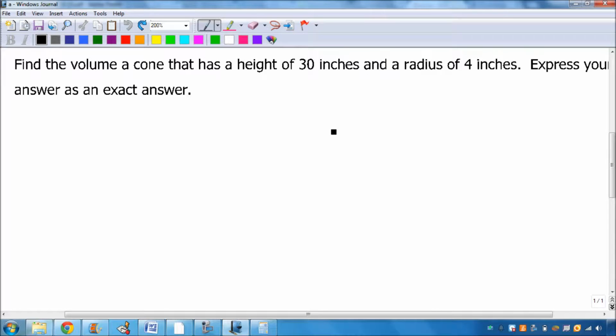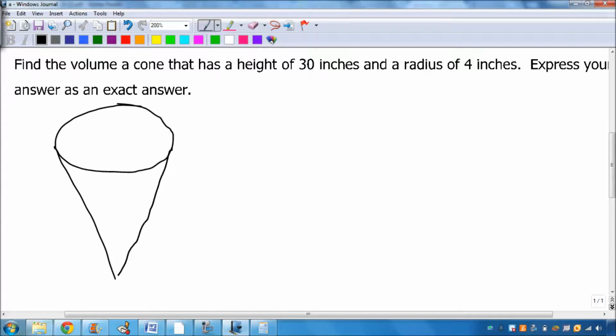All right, question number 2 asks to find the volume of a cone that has a height of 30 inches and a radius of 4 inches. Express your answer as an exact answer. So what I'm going to do is draw a picture of my cone. So remember, a cone has a circular opening with the bottom part coming to a point. And it tells us that the radius is 4 inches. So from the center out, I have 4 inches, okay? And it says that the height right here is 30 inches. So this is 30 inches.